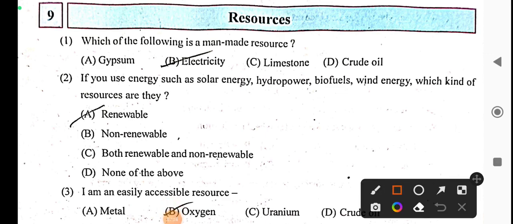Chapter number 9, Resources. Which of the following is a man-made resource? Electricity. If you use energy such as solar energy, hydropower, biofuel, wind energy, which kind of resource are they? Renewable.